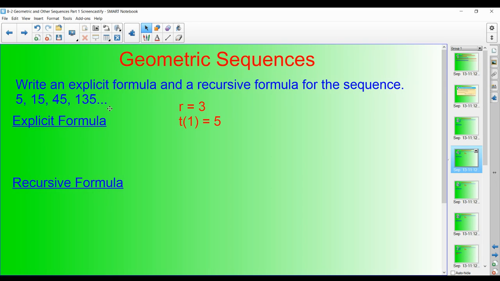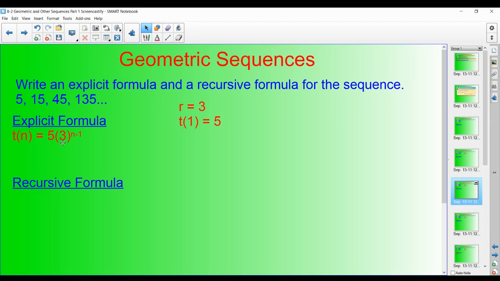So now my explicit formula, very similar to how I wrote exponential. T of n equals my first term times 3 to the n minus 1. So the n minus 1 once again goes with my first term, and my common ratio or my multiplier is 3.